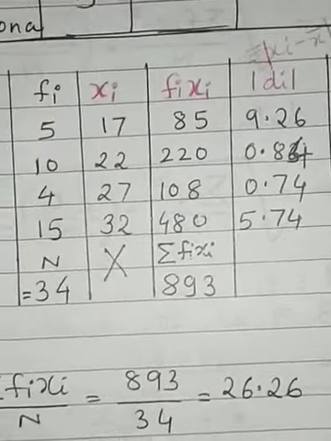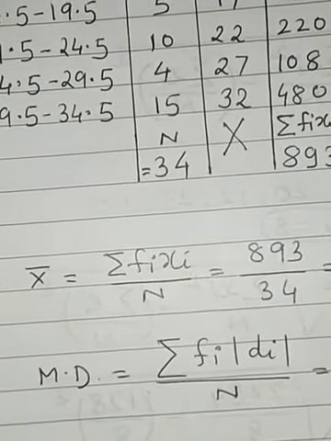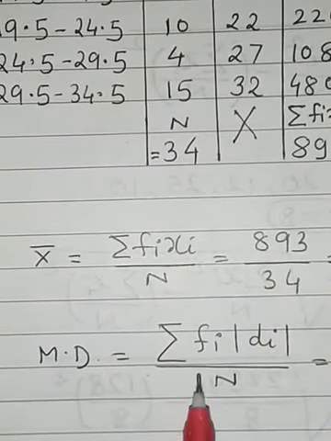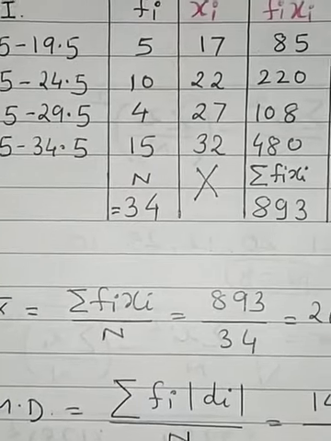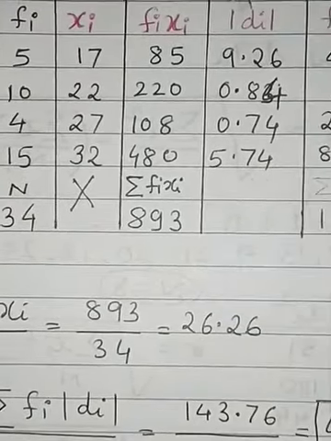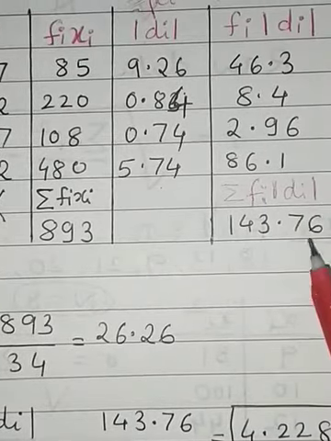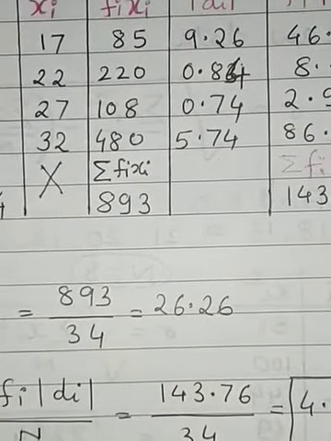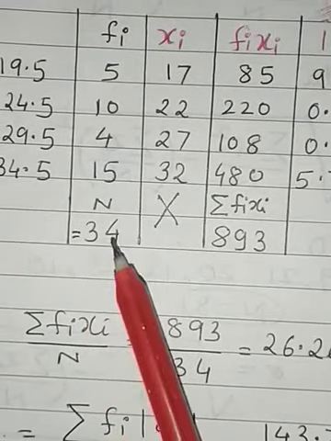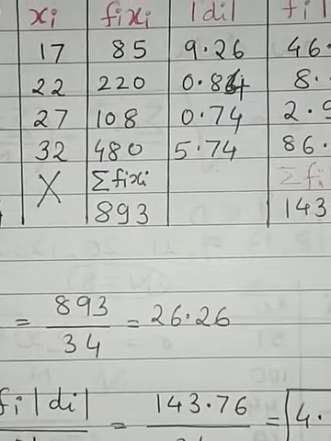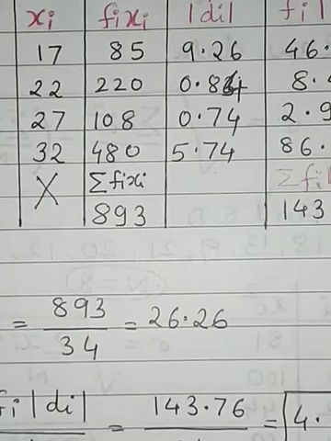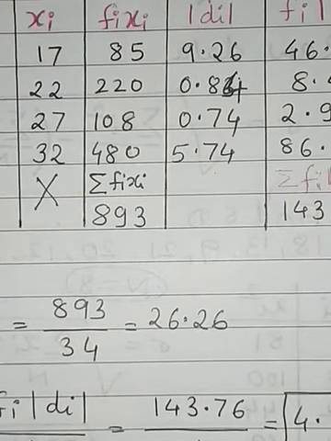Now let's go on to find the mean deviation. The mean deviation is summation Fi mod di upon n, which is 143.76 from here, and n was 34 from here. So that we have written and we have divided. Alright, so that's how you got the mean deviation.